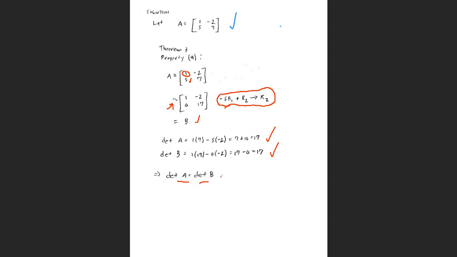We didn't do any scaling. This row operation is a multiple of one row added to another row to produce a row equivalent matrix B. There wasn't scaling done, but before we do scaling, let's look at property B, which says if two rows of a matrix A are interchanged to produce a matrix B, then the determinant of B equals negative determinant of A.